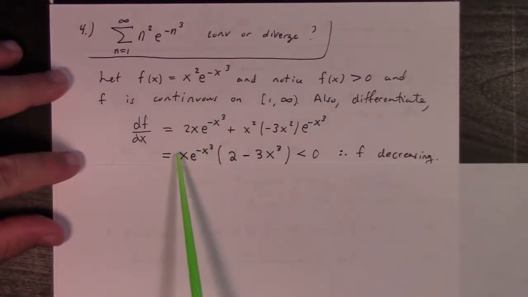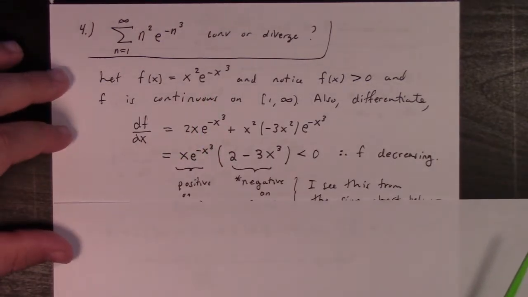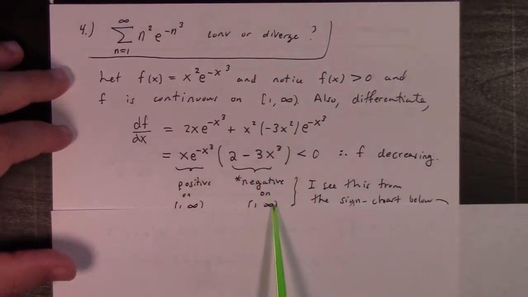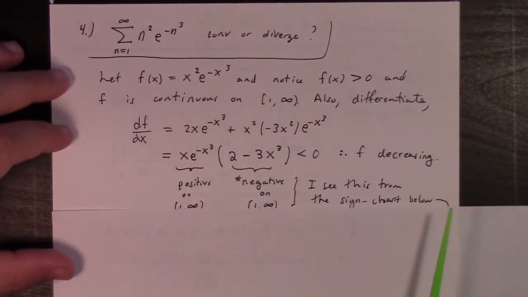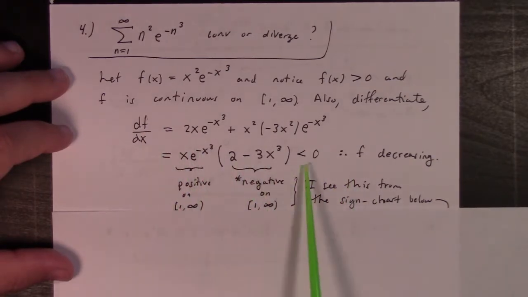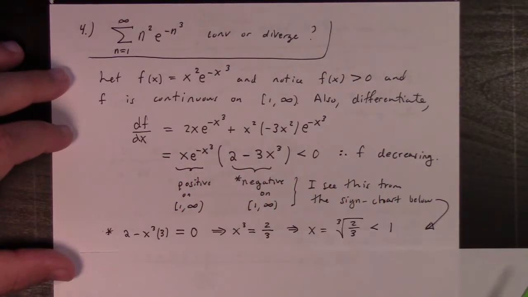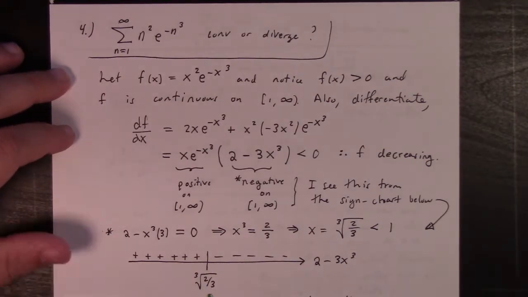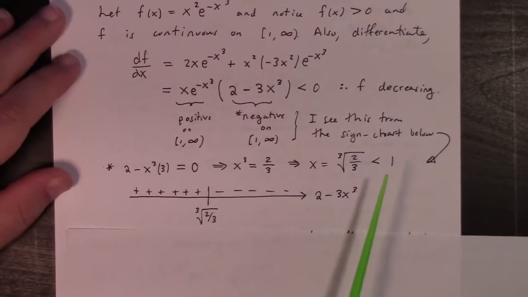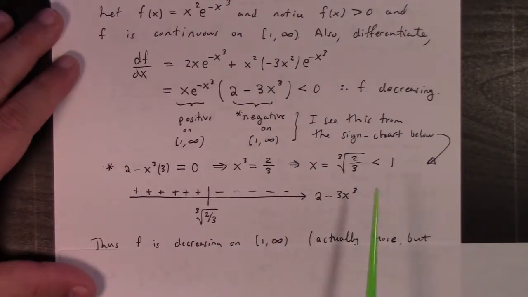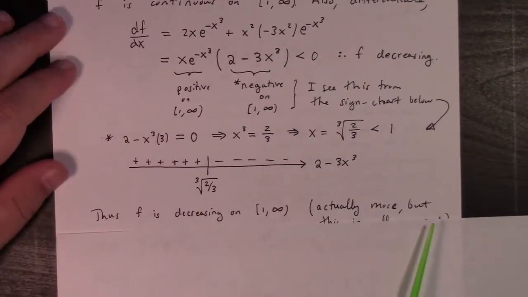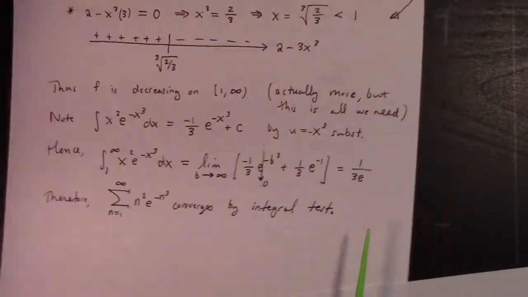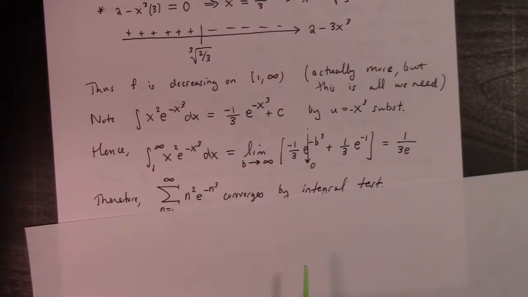Differentiating f, we get this. And if you look at it, we've got a positive thing times this, which is clearly negative on 1 to infinity. So that shows you that since the derivative is less than 0, f is decreasing. Here's the sign chart, by the way. It flips from increasing to decreasing at the cube root of 2/3. Anyway, f is continuous, positive, decreasing, and so we can apply the integral test.